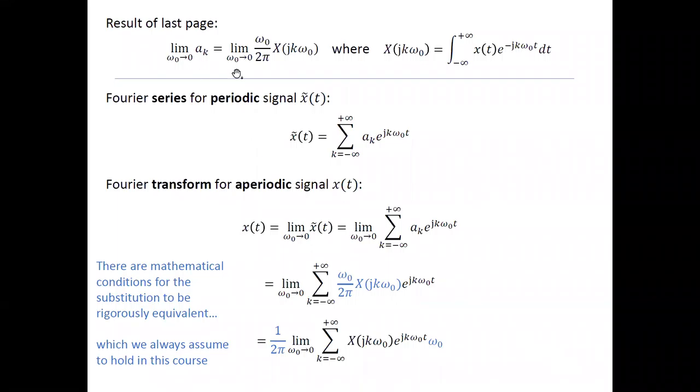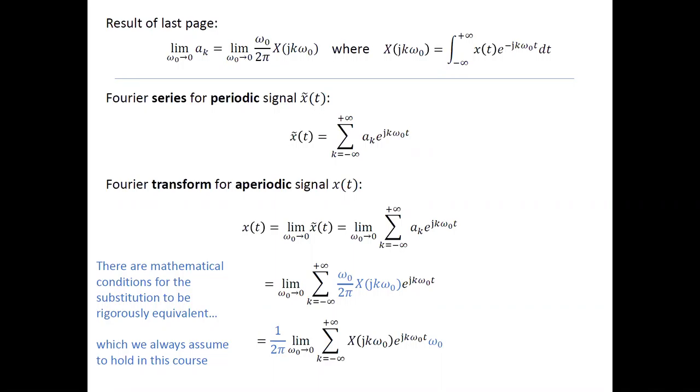Let's copy the key result from the last page here. The key result is the limit of AK and the new notation that we introduced, capital X. And let's proceed. The Fourier series of this periodic signal x tilde of t is well defined. Again, for continuous time, it's an infinite sum over terms indexed by k, AK exponential plus jk omega 0 t.